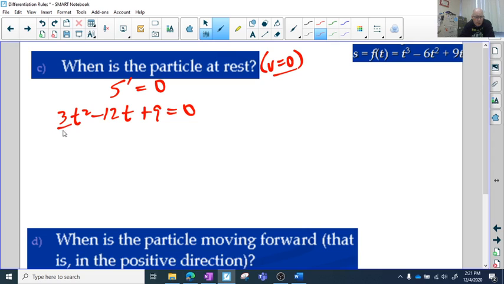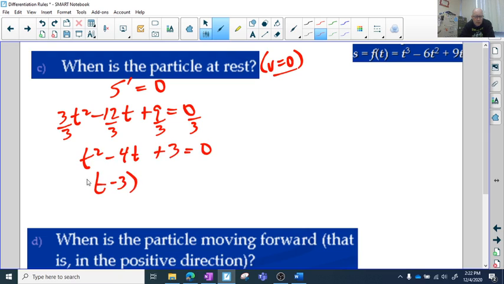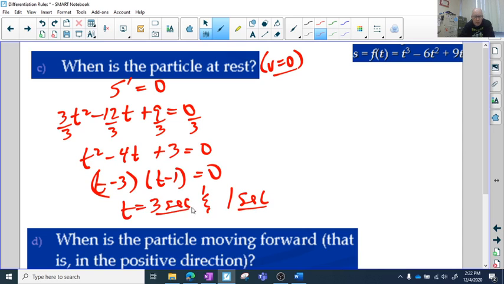That's a quadratic equation. These all divide by 3. That would make our lives a bit easier. So it's t squared, subtract 4t plus 3 is equal to 0. This will factor t subtract 3 and t subtract 1, giving me two possibilities at the 3-second mark and again at the 1-second mark. So this particle was at rest at the 3-second mark and the 1-second mark.